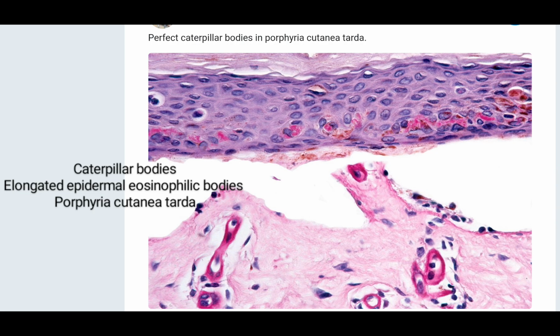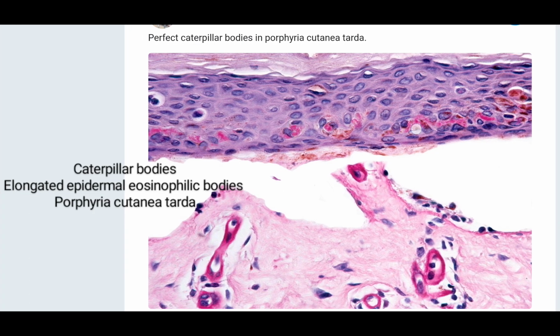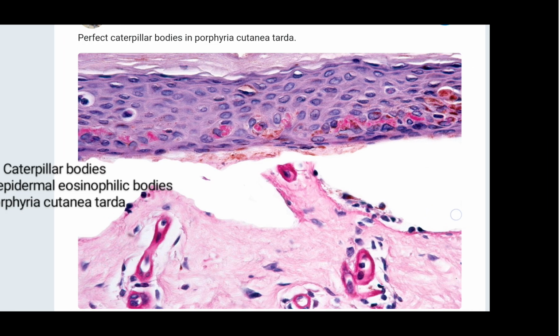Then we have caterpillar bodies. Caterpillar bodies are elongated epidermal eosinophilic bodies. In the epidermis, we will have eosinophilic, that is pinkish colored, bodies, and these are formed in porphyria cutanea tarda. Porphyria is linked with pigments, and in the caterpillar also the pigments produce the colors. When it grows old, like a butterfly, different colors are found. So porphyria cutanea tarda has caterpillar bodies.